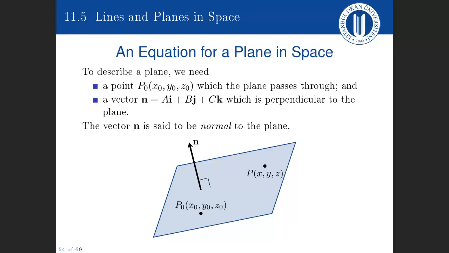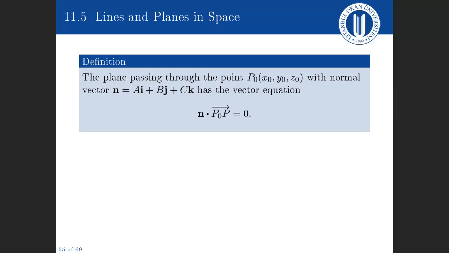Now, in this picture, we can think of the vector from P0 to P. And we can imagine shifting the vector n to just here. And then, of course, the angle between these two vectors must be 90 degrees. So the dot product of these two vectors must be 0. We use this as the definition of the vector equation for the plane. The plane passing through the point P0, which has normal vector n, has the vector equation n dot P0P is equal to the number 0. These two vectors must always be orthogonal.